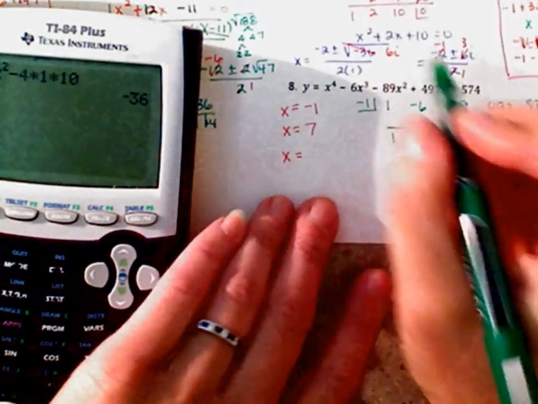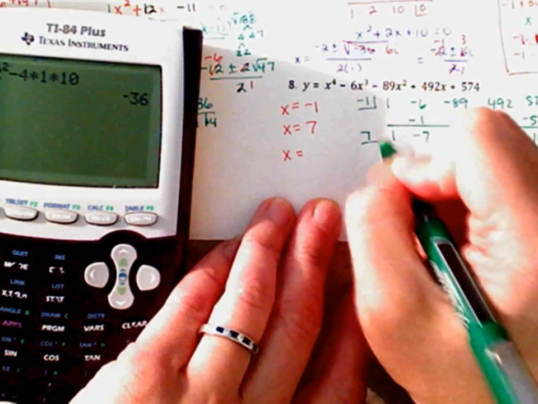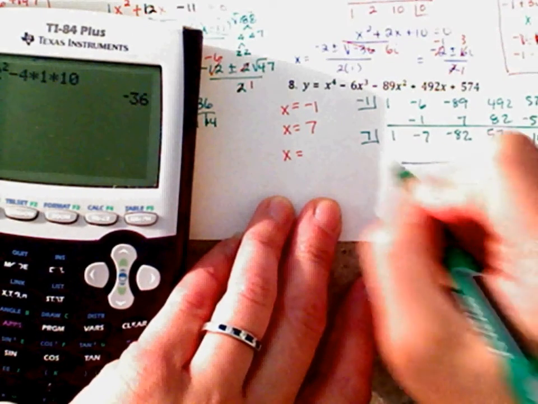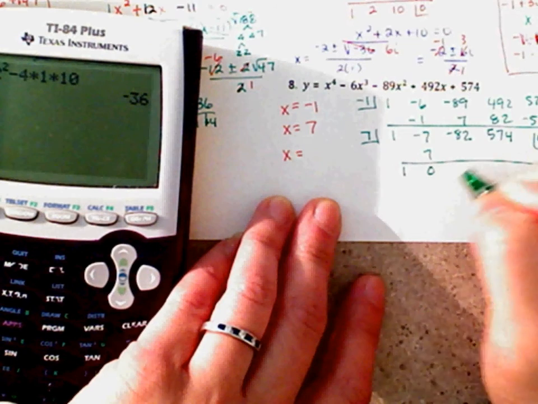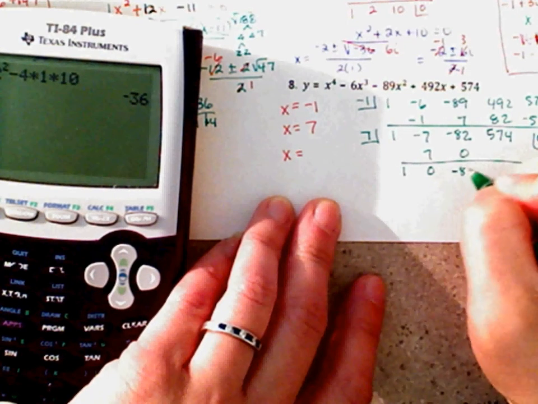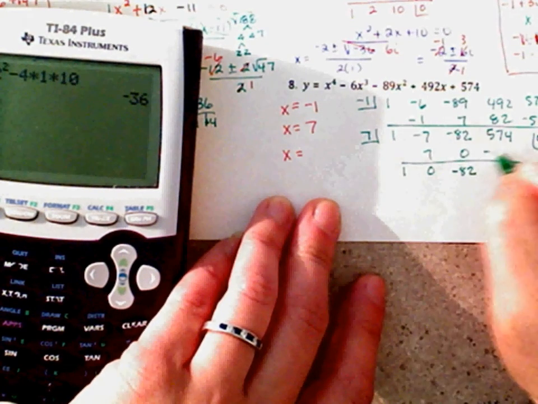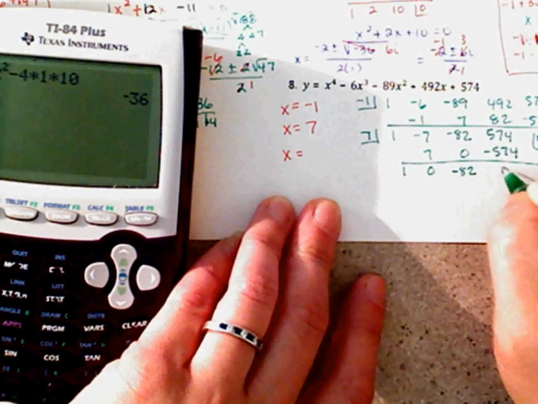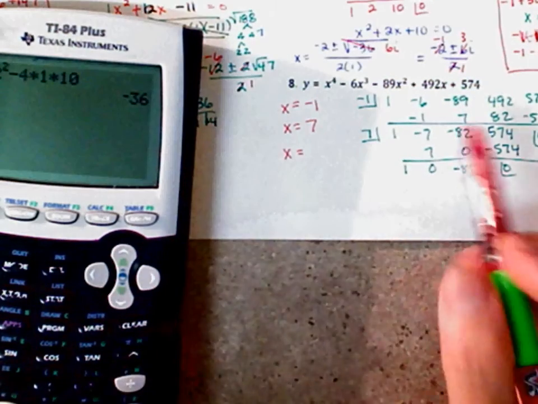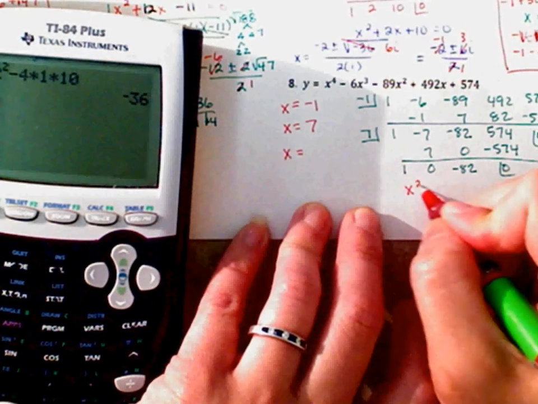Now I'm going to divide by 7. So you got 1. 1 times 7 is 7, gives you 0. 0 times 7 is 0, negative 82. Negative 82 times 7 is negative 574. Alright. X to the 4th, x to the 3rd, x squared minus 82 is equal to 0.